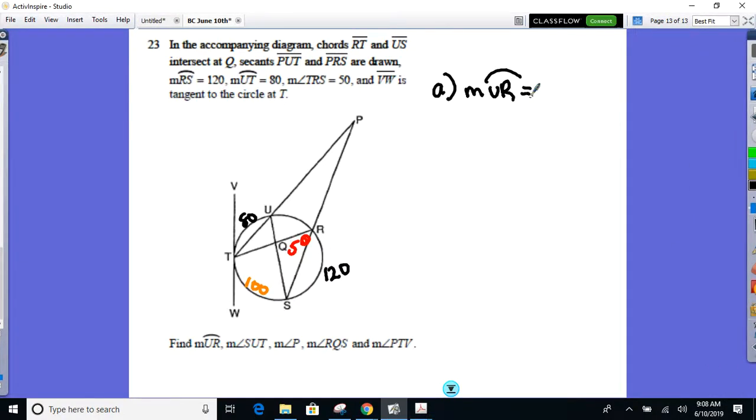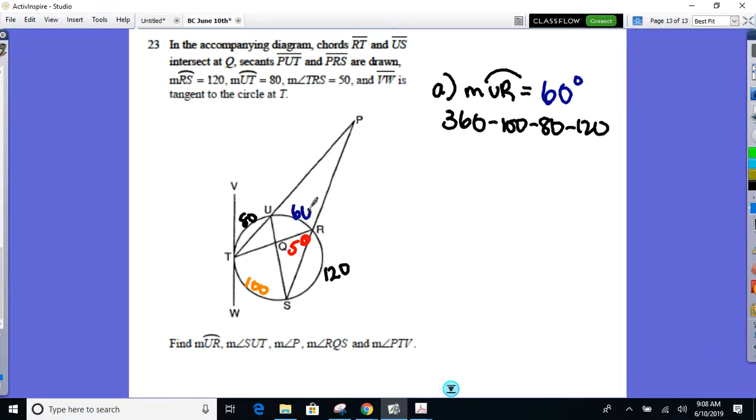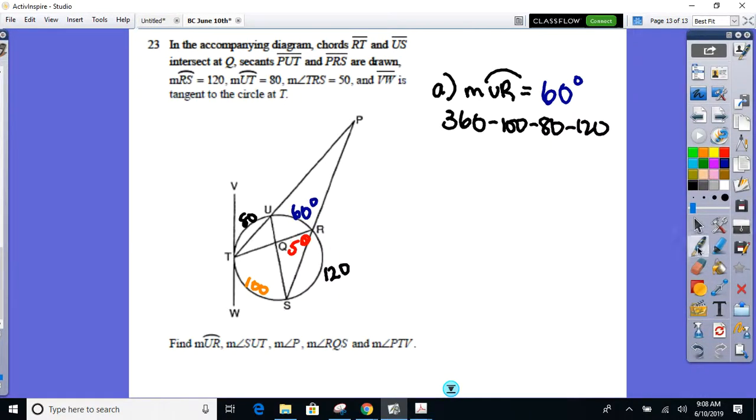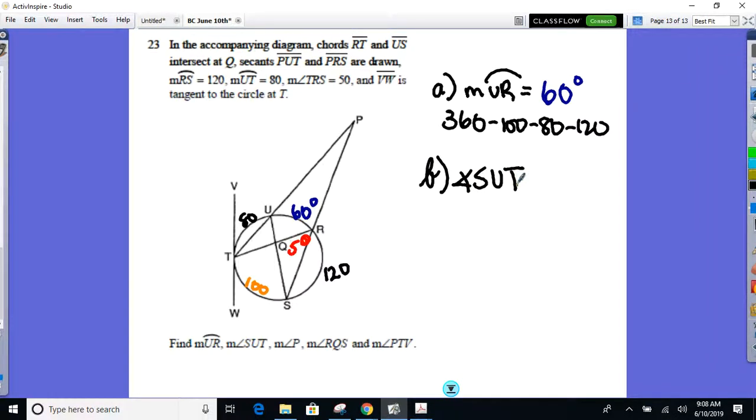Measure of UR. Now you have all the arcs you need. We'll just take 360 minus 100 minus 80 minus 120. You guys have the calculators. Want to try to get that one real quick for me? 60? Just 60? Okay, I'll believe you guys. 60. All right, moving on. Angle SUT is the next one.